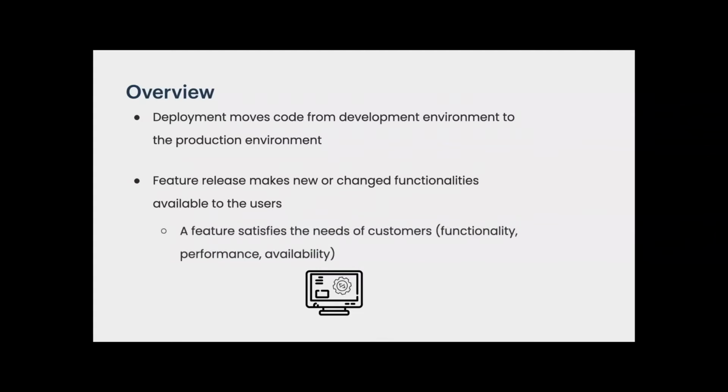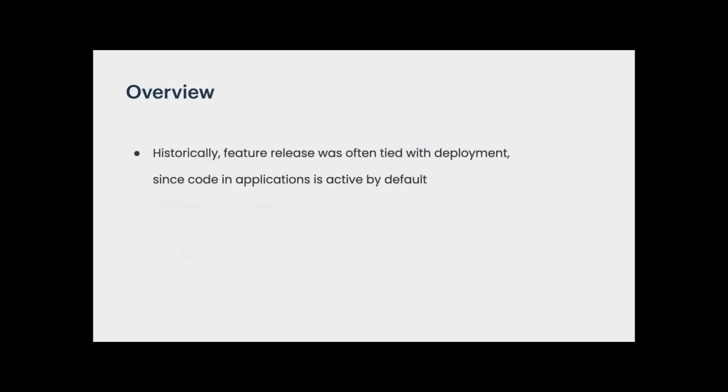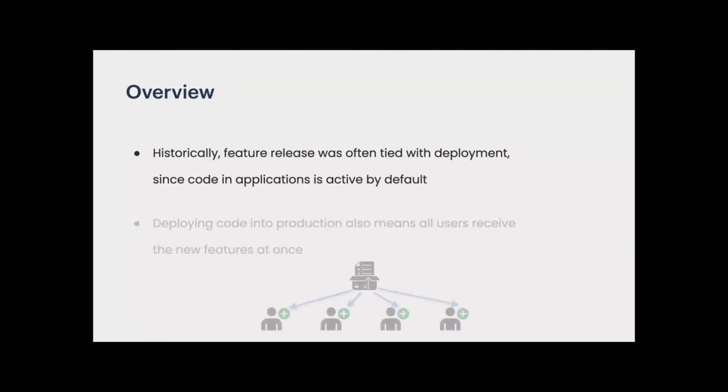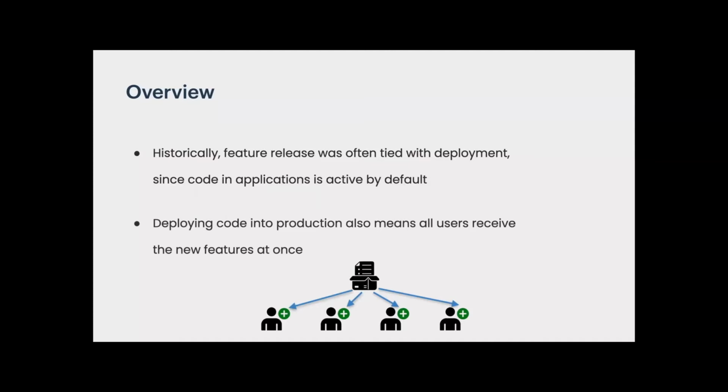Here, a feature is something that satisfies the needs of customers. It can be an addition of functionalities, improvement in performance, or availability for application. Historically, feature release was often tied with deployment, since code in applications is active by default. This means once code is deployed, all users receive the new feature.